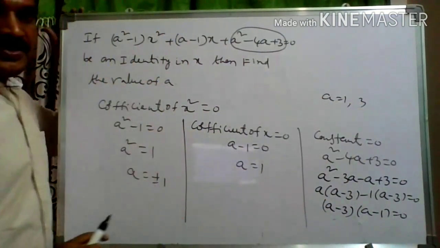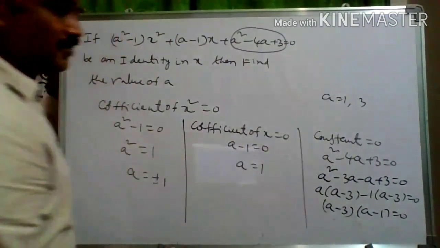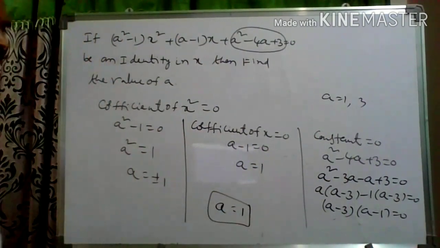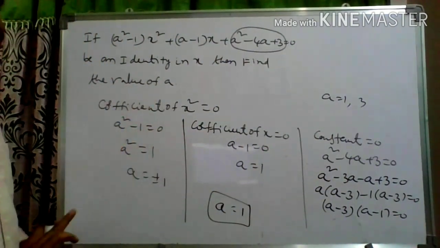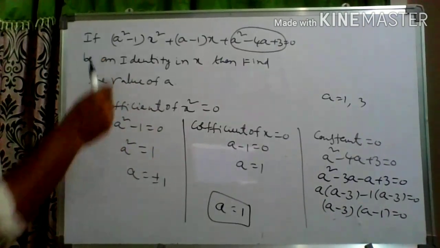What is the common solution, students? Plus or minus 1, 1, 1 or 3. So the common solution is 1. Therefore, a is equal to 1. Common value a is equal to 1. So a is equal to 1 is the answer. Students, take a screenshot.